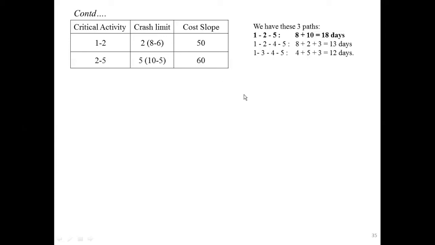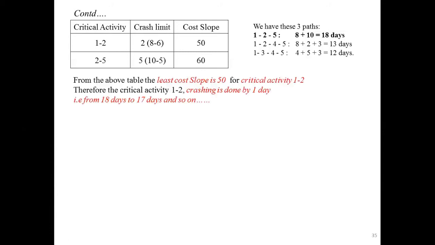Then after writing the critical activities, you have to identify the least cost slope. Out of these two values, 50 and 60, the least cost slope is 50. The critical activity corresponding to this least cost slope is 1 to 2. Therefore, the critical activity 1 to 2 you have to crash by 1 day, from 18 days to 17 days, and so on.